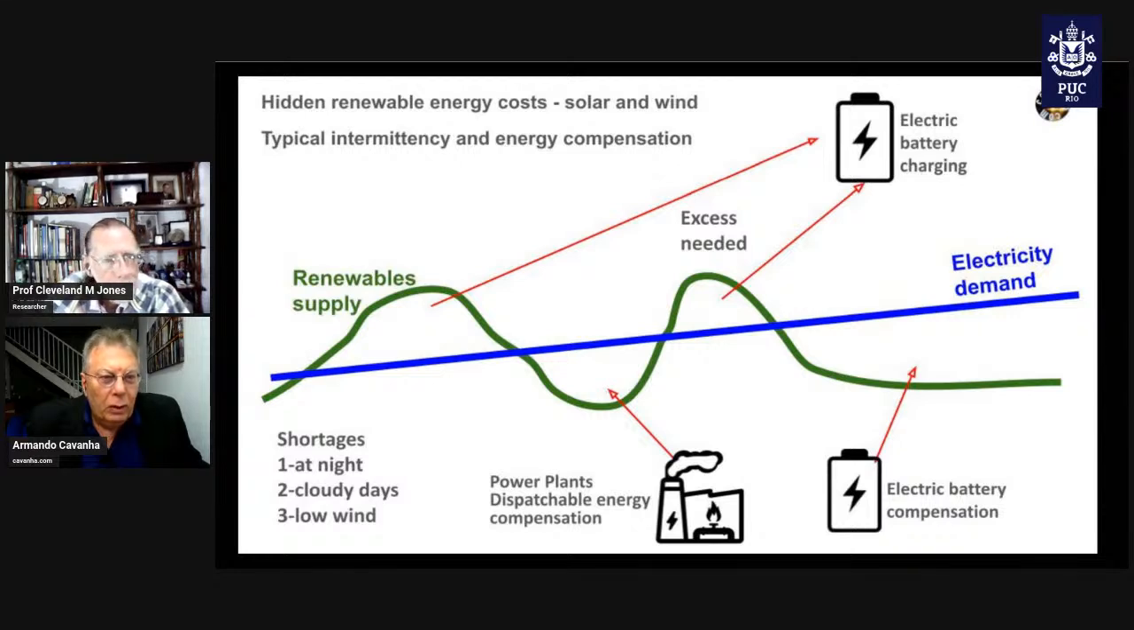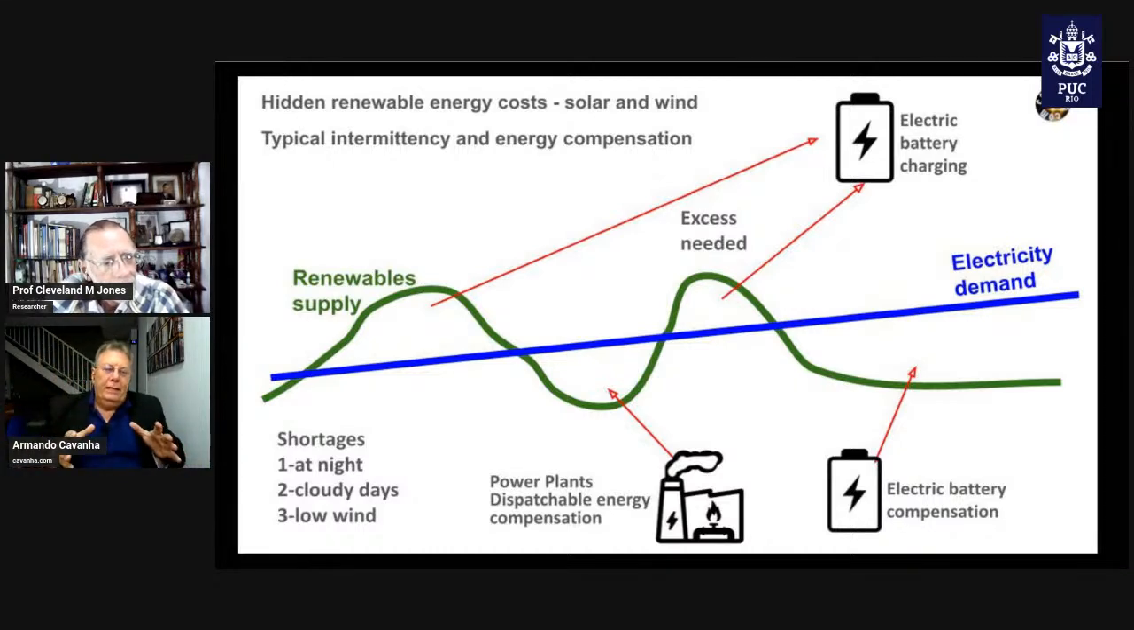In two situations, we have problems with renewables: at night, with the sun, and cloudy days for solar. And for wind, low wind or no wind. This is a problem. People compensate for these two situations with batteries, large batteries, not small, every time very big, and with dispatchable energy, nuclear, coal, etc.